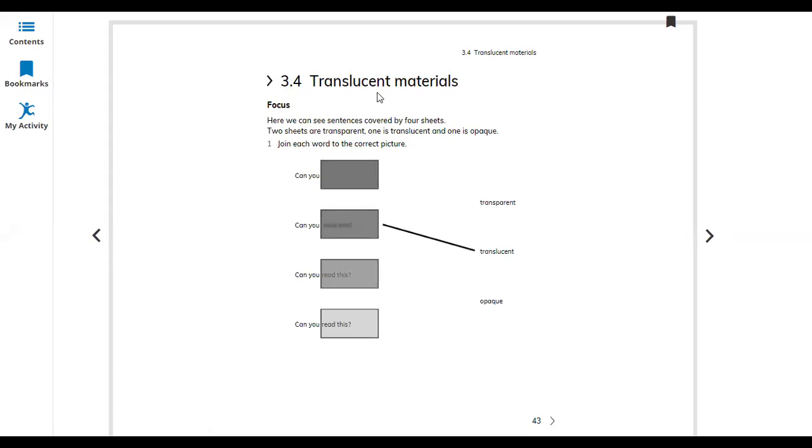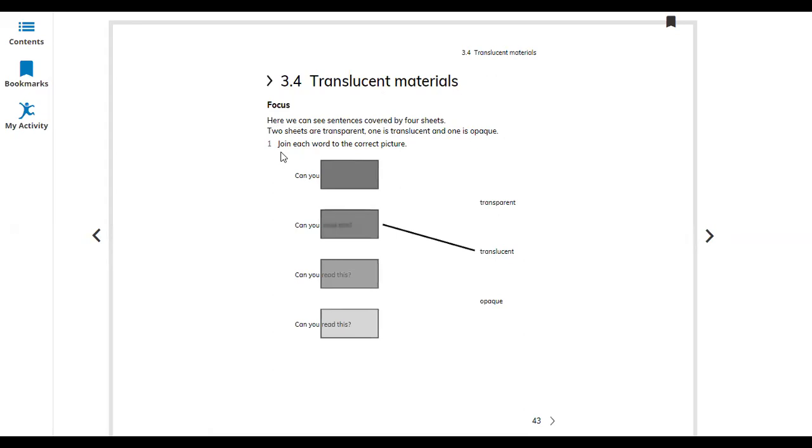Lesson 3.4 Translucent Material. Here we can see sentences covered by four sheets. Two sheets are transparent, one is translucent, and one is opaque. Join each word to the correct picture.